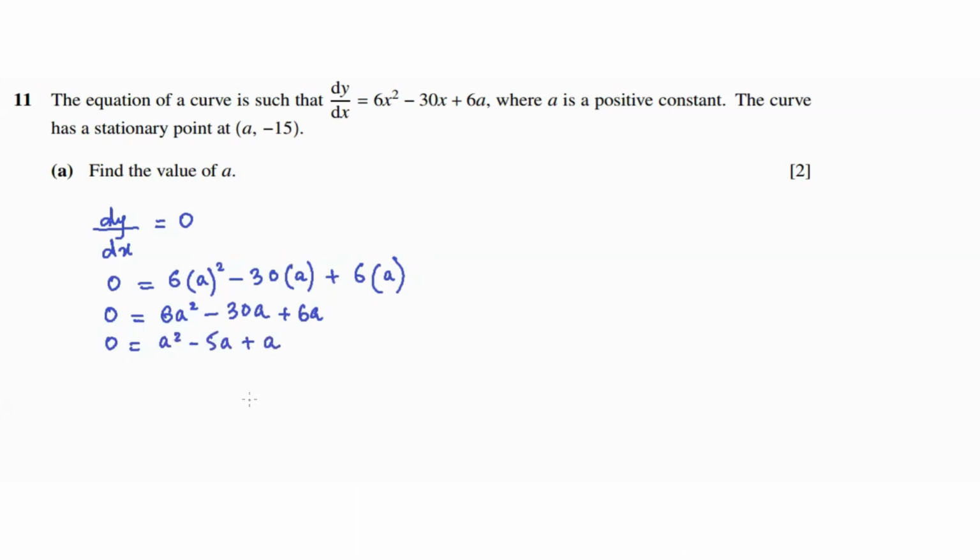So now we factorize this. We can also see that a is common between all of these terms. So it's a squared minus 4a first, and then a brackets a minus 4. One value of a is 0, and the other value of a is 4. Since a is a positive constant, a equals 4 would be our answer for this.